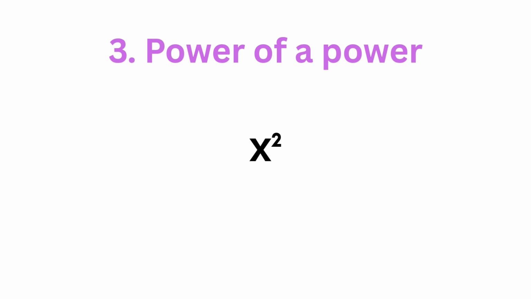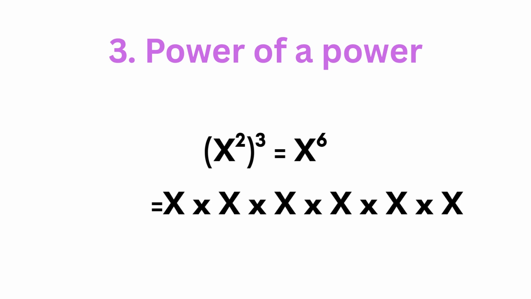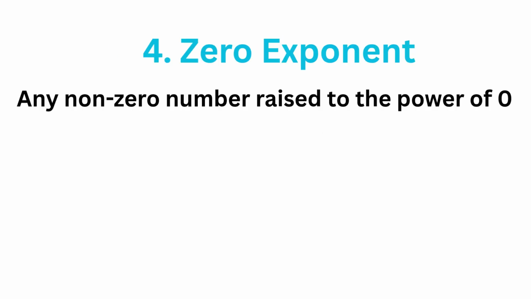Let us look at an example where x squared is raised to the power 3. That means it is cubed. That means we would have x to the power 2 times 3, and the answer to that would be x to the power 6. We are now multiplying x 6 times. That's what it basically means.